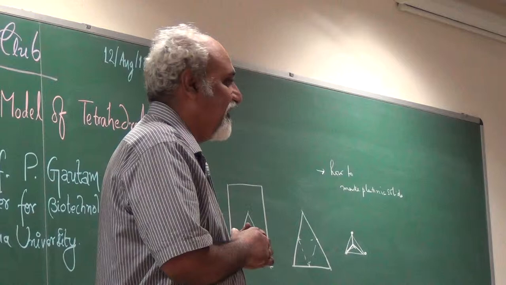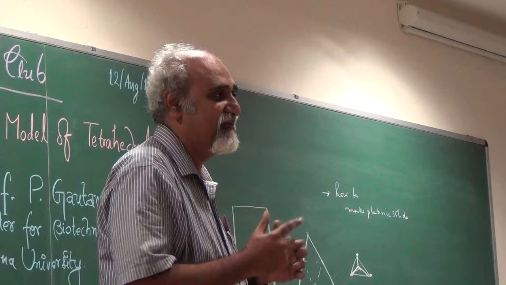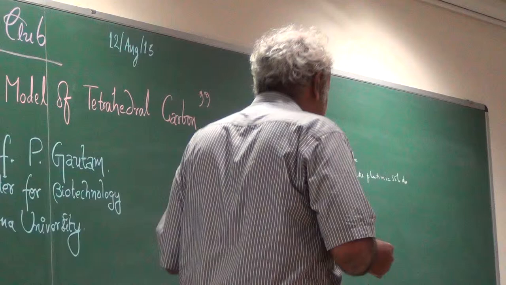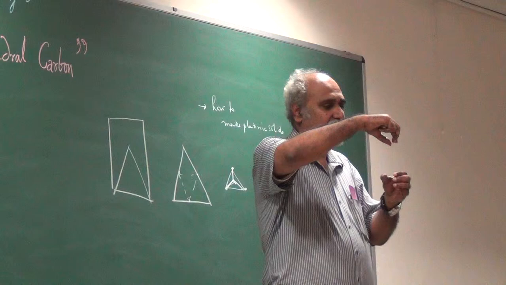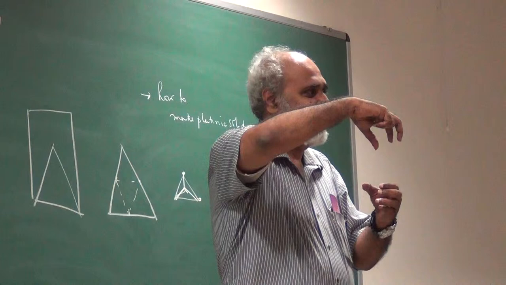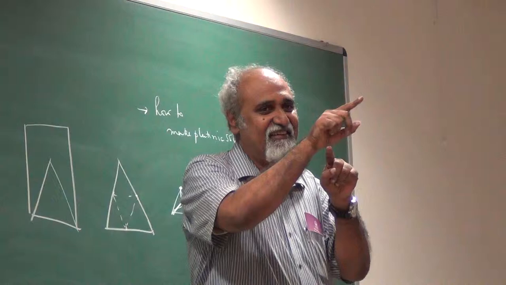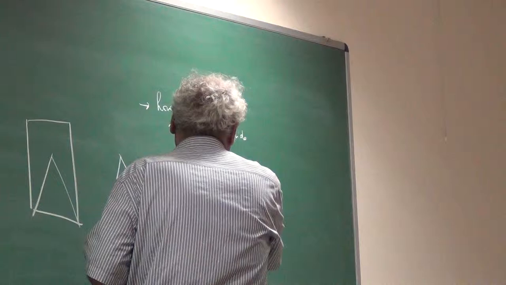What was very interesting about this model was that he was able to explain ethane, ethylene and acetylene. For ethane, he said to take the tetrahedron like this, and then one apex you put on top of the other. Then if you put one on top of the other, it becomes ethylene. So immediately you see that ethylene comes like that. If I now put another tetrahedron, you will see that it's actually an ethylene structure.